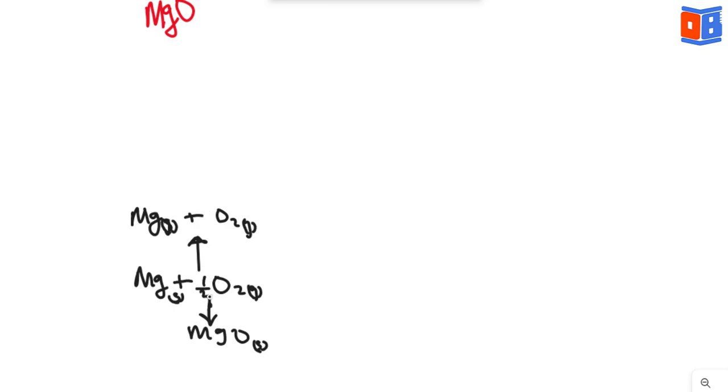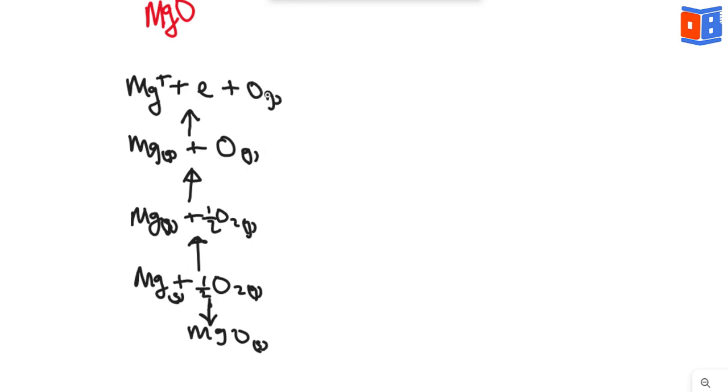And next, to balance here, we put half so that it becomes balanced. So we atomize oxygen. We have magnesium gas plus oxygen gas. Then we have to ionize magnesium to form an ion. Our magnesium will be able to undergo 2 successive ionization energies. We have this oxygen gas. The second ionization energy, we have magnesium 2 plus, 2 electrons, plus oxygen gas.